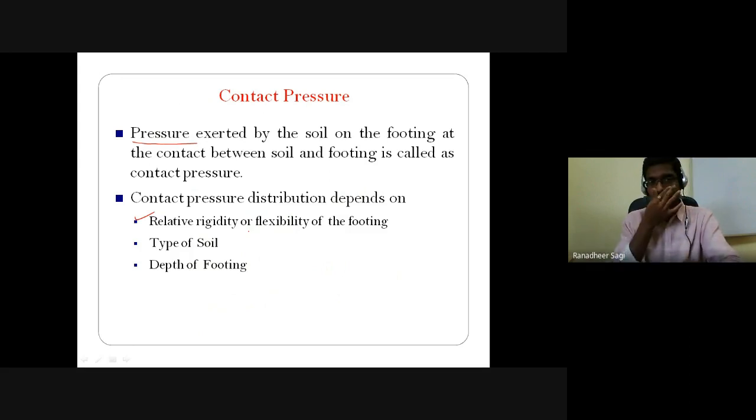Okay, that's what we are going to be talking about. Next, it also depends on the so-called contact pressure distribution. It also depends on the type of soil, whether that foundation is resting on fine grained soil or coarse grained soil. So depending on that, your contact pressure distribution is going to be changing. And it even depends on the depth of the foundation, so at what depth that particular foundation is embedded into the ground.